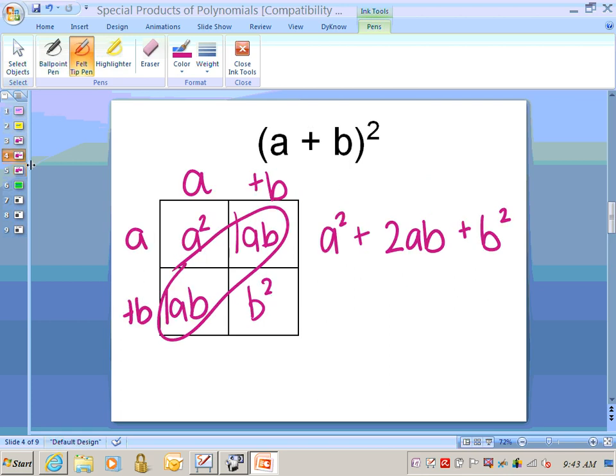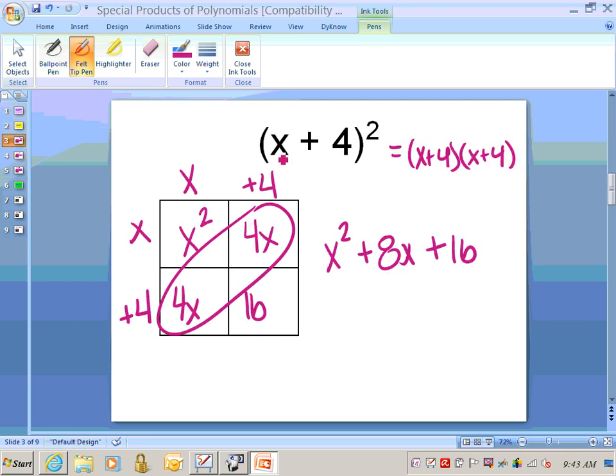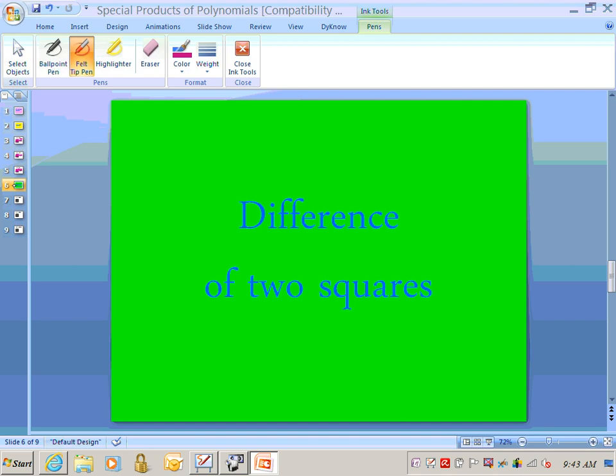If I look here, a squared, b squared, a times b is ab, and I had 2 of them, so 2ab. The first one, x squared, 4 squared, 4 times x is 4x, and I have 2 of those, so I have 8 x's. You see that? So that's going to work on those, but it has to look exactly like this. Alright? Okay, next time we're going to do difference of 2 squares.